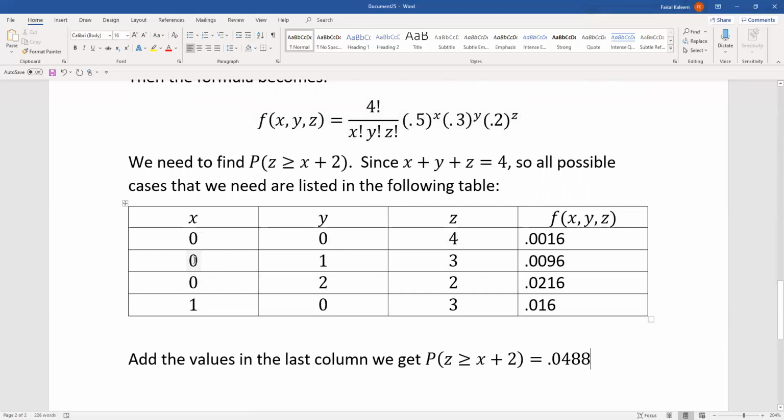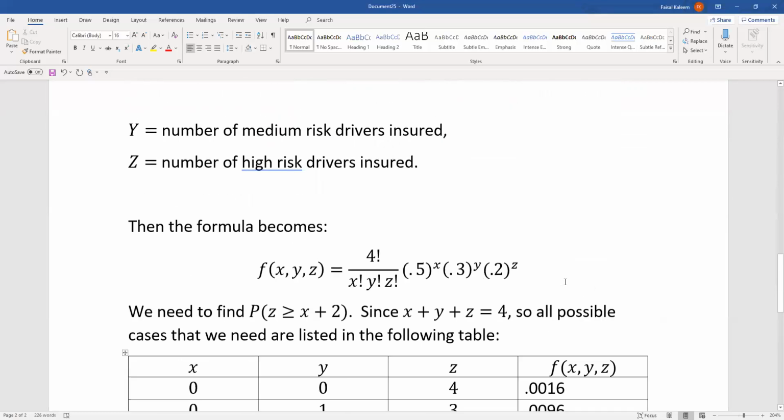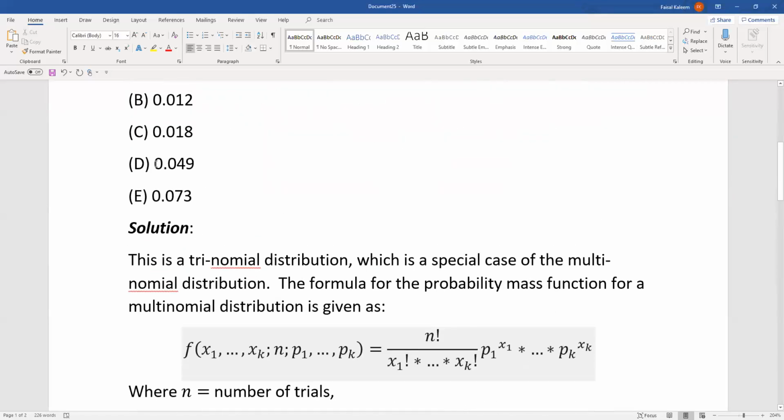Similarly, when we do the other values for x, y, z, we get these values. The required probability of z bigger than or equal to x plus 2 will be the sum of all the possible cases in which it can occur. When we add up these 4, we get 0.0488, which rounds to 0.049, which is choice D.